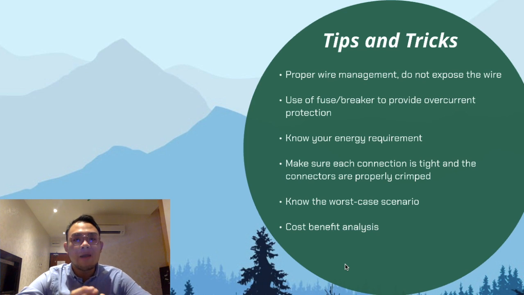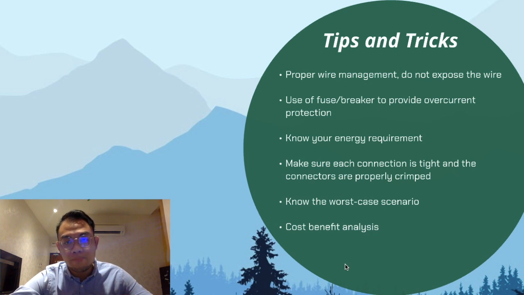So what you need to do in order to protect the circuit is to have proper wire management. You need to really cover the wire and not let the wire be exposed to the surroundings. For example, if it is exposed to water, it can actually cause a short circuit. So you need to properly cover the wire. Proper wire management means maybe you fix everything using cable ties or a cable box, so someone would not step on it. And then the next one is to use the fuse.